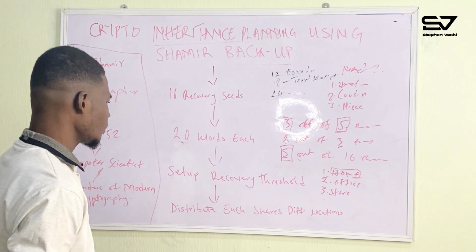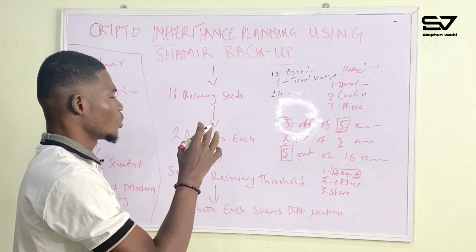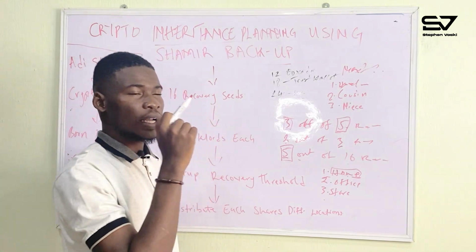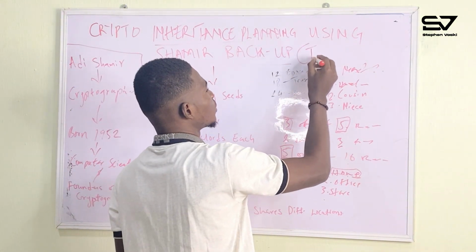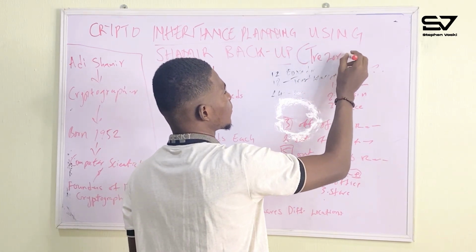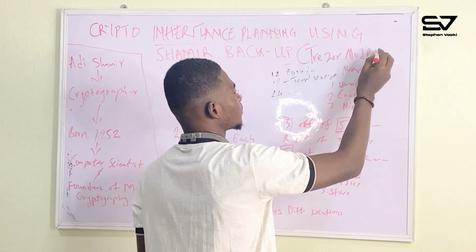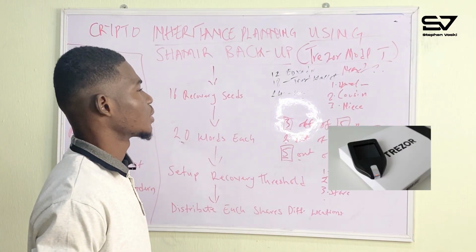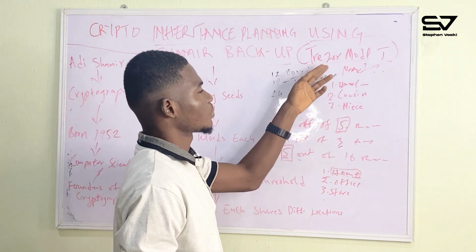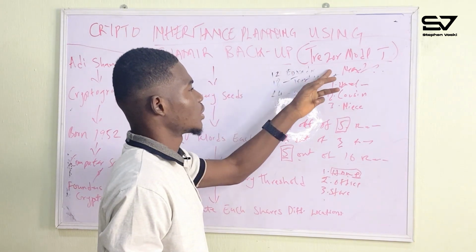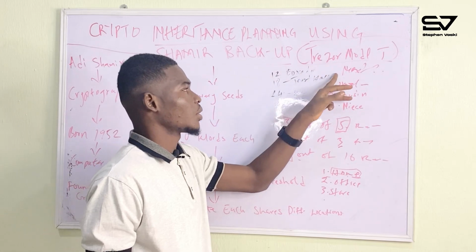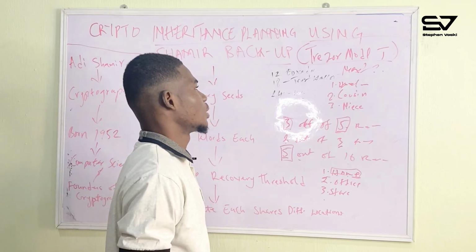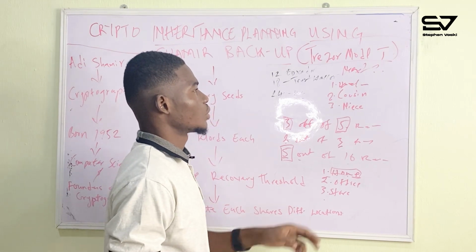Now, where can you get a wallet that has this Shamir Backup? The only wallet that I've seen so far that has the Shamir Backup is the Trezor Model T, the upgraded version of the Trezor wallet. Trezor Model T has this Shamir Backup feature on it. So if you need something like this to be able to will your crypto assets to your next of kin, to your family, you need to get this Trezor Model T.